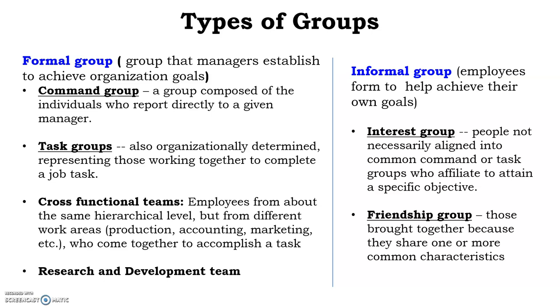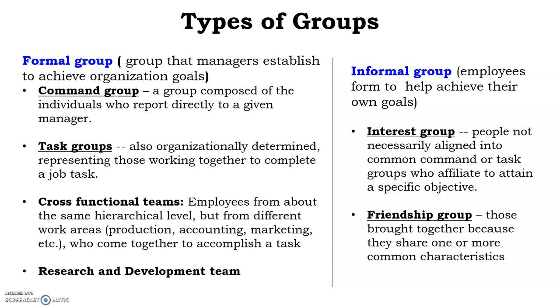Whereas the task group is organizationally determined, representing those working together to complete a job task. This is like a committee formulated for certain tasks. This is why it's called special task groups. Whereas among the informal groups, the friendship group is a permanent group. This group is amongst like-minded people with the same frequency. These groups are meant for social gatherings and social events like playing cricket or celebrating a festival. These are called friendship groups.